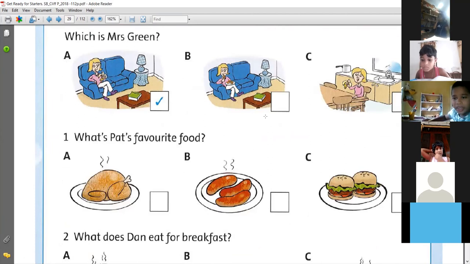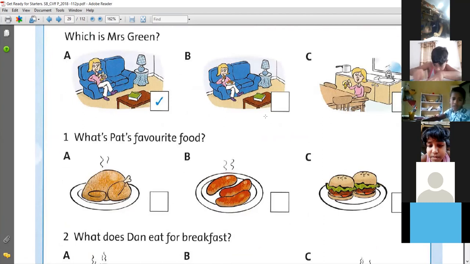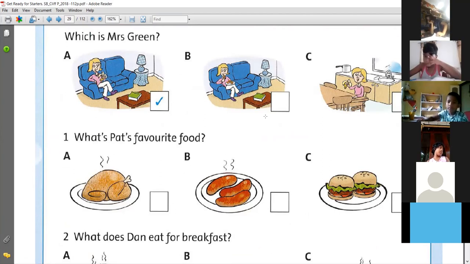There is one example. Which is Mrs. Green? Can you see Mrs. Green? Is she in the kitchen? No. She's in the living room. Oh, what's she doing? Is she eating an orange? No, she's eating a banana. Can you see the tick? Now you listen and tick the box.